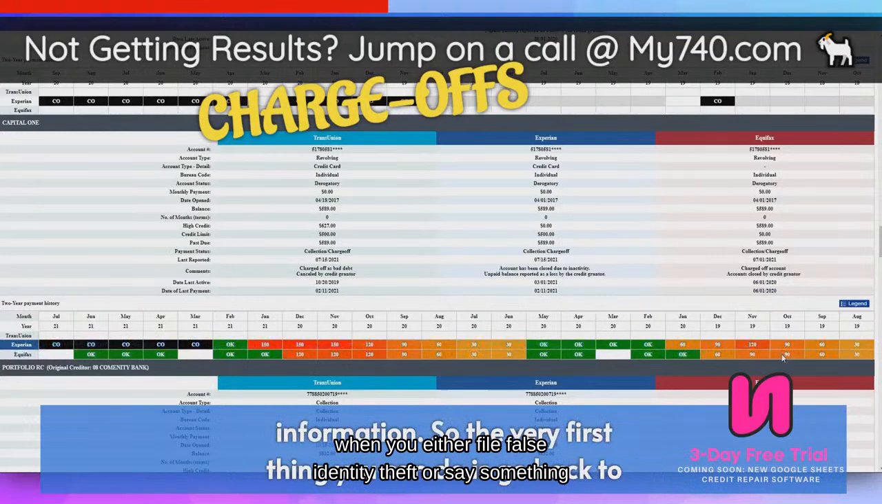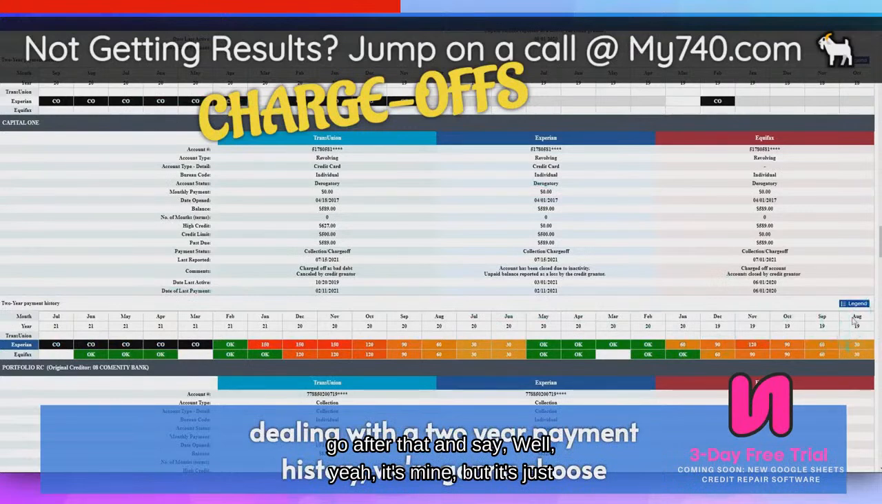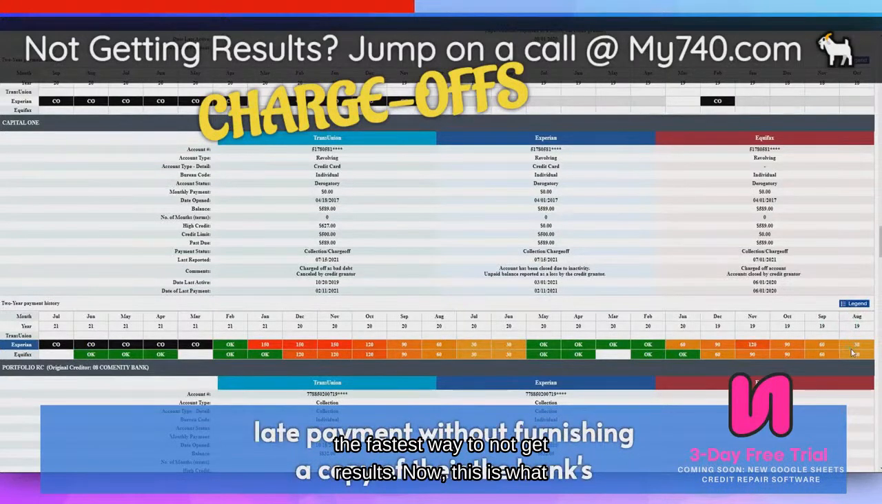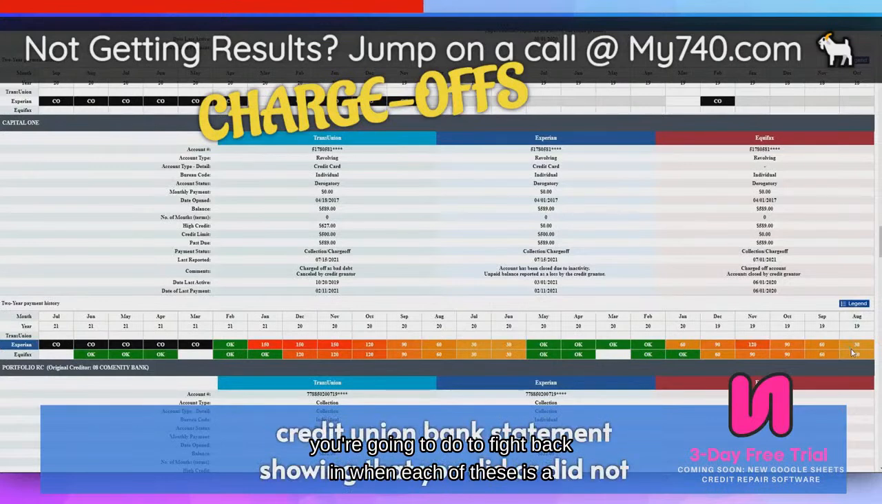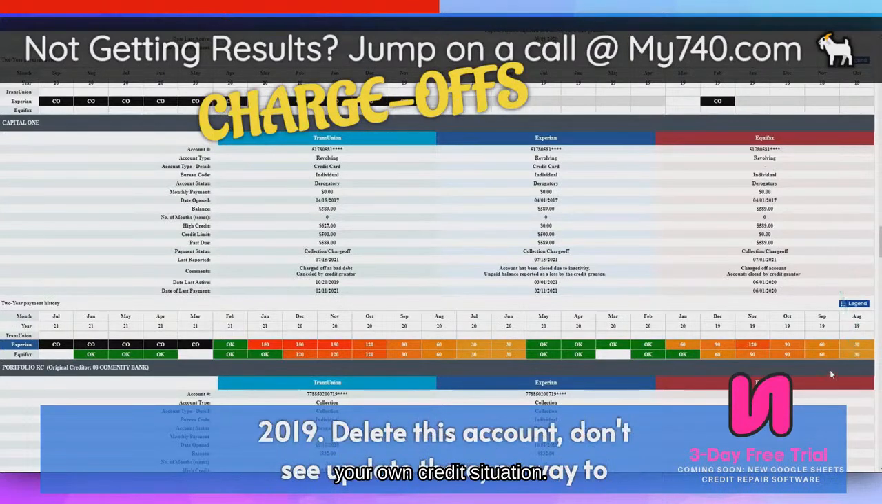So the very first thing that you can do is go back to the very first late payment that you see, and just because we're dealing with a 2-year payment history, we're gonna choose August 2019, and we're gonna say, hey, I paid on time, because guess what? They are not gonna be able to legally verify a late payment without furnishing a copy of the bank's bank statement showing that you did or did not pay on time. All right. So you can say, I paid on time on August 2019, delete this account. Don't say update.